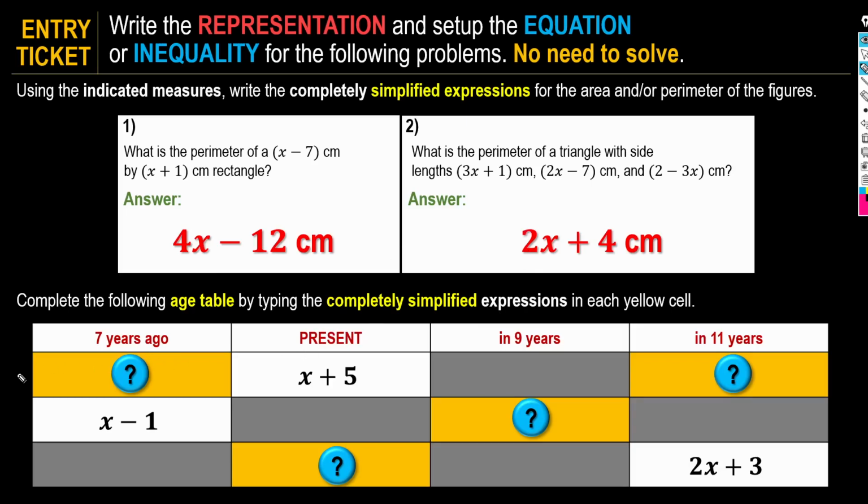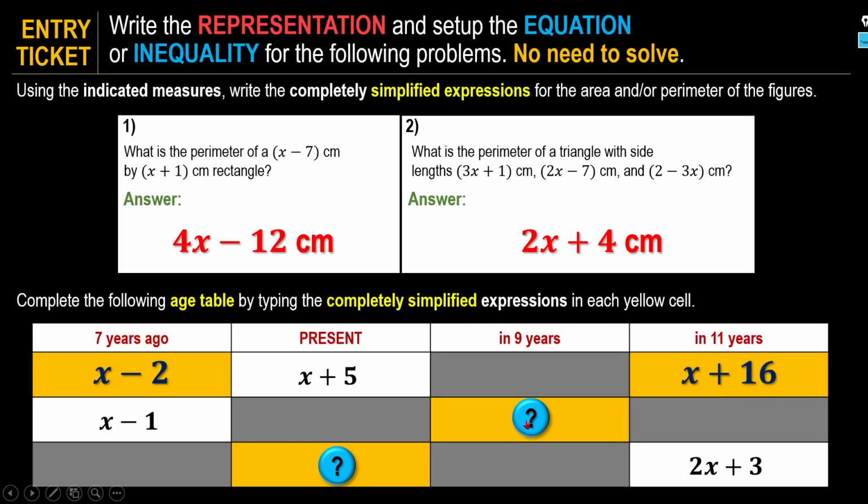So, for the first row here, row number 1, we are given the present age, x plus 5. Okay? So, if you want to determine the age 7 years ago of that person, you reduce x plus 5 by 7. So, dapat na makuha natin x plus 5 minus 7 or simplified as x minus 2. Yeah? In 11 years naman, syempre, x plus 5 plus 11, you get x plus 16.